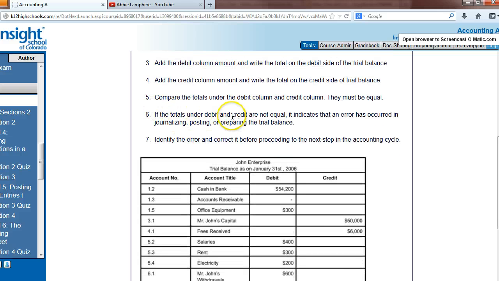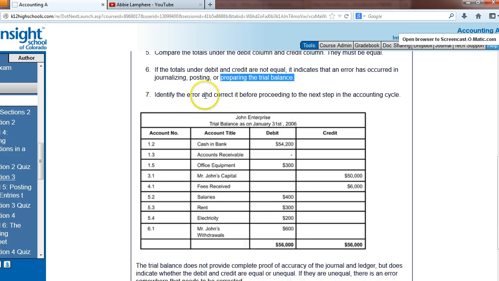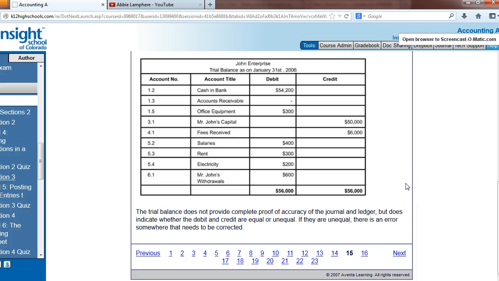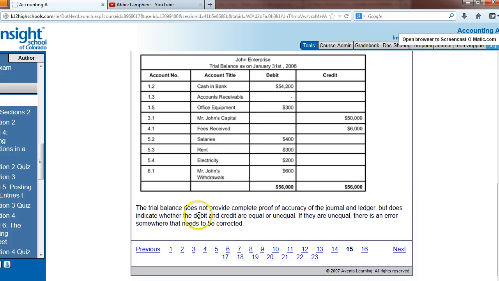If the totals under debit and credit are not equal, it indicates that an error has occurred in journalizing. So in one of the areas that we had been through, whether it was journalizing, posting, or moving those balances to the trial balance, there was an error somewhere. If our balances aren't the same, there was an error somewhere. So if that happens, then we have to go back through and identify the error and correct it before proceeding to the next step in the accounting cycle. So if we find an error, we got to go back, find it, and correct it.